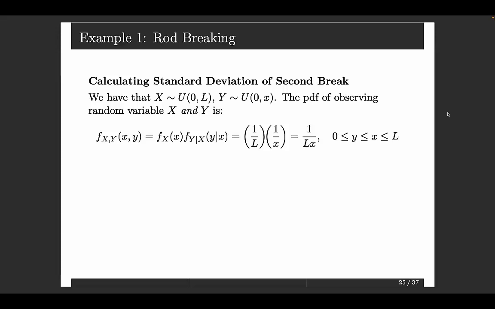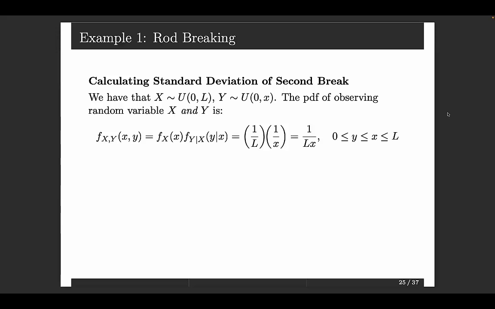We have, first of all, that x is uniformly distributed between 0 and L, and y is uniformly distributed between 0 and x, where x was the distance of the first break. The first step is to compute the PDF of observing the random variables x and y. That's denoted f sub x comma y, and it's equal to f of x times the probability f of y given x.